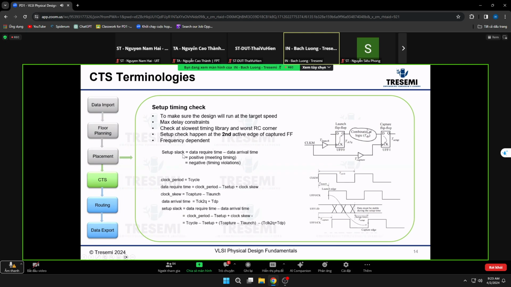So setup slack is defined as data required time minus data arrival time, just like before. Positive means timing is met, negative means timing violation. Okay, so where does the clock skew come in here?